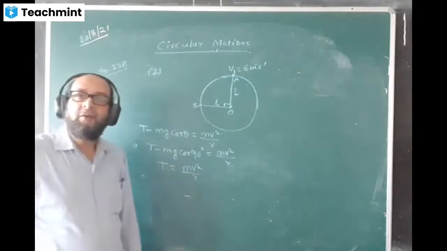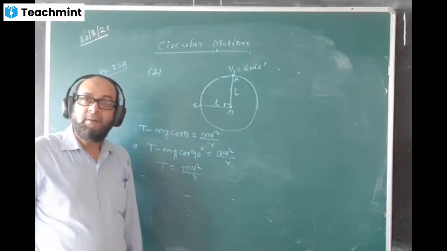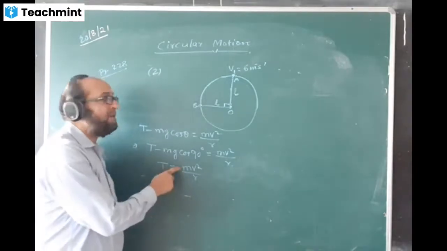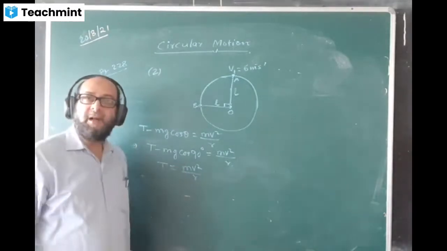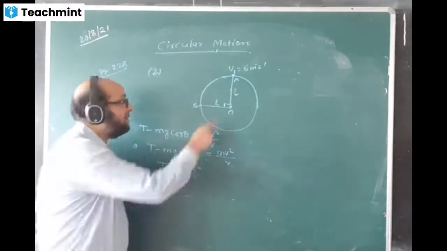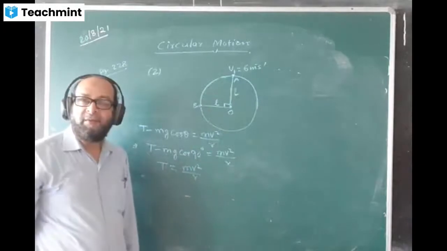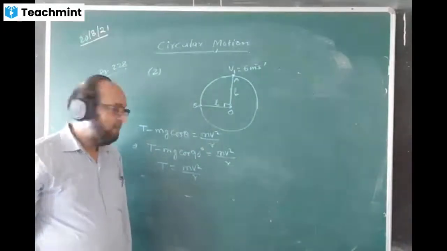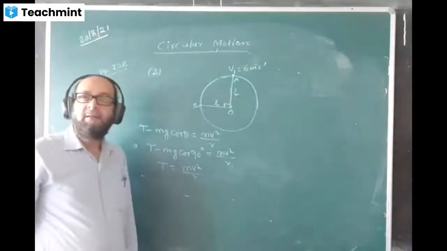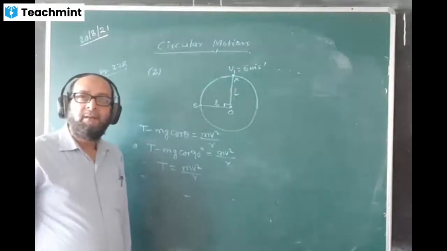What should we do now? Put the value. What is the value of mass? Mass is given 1.5. Length of the string is given also 1.5. What is the value of V? 6.